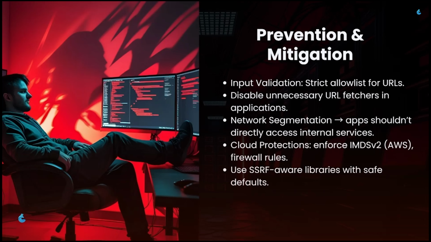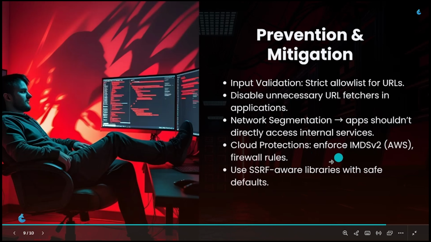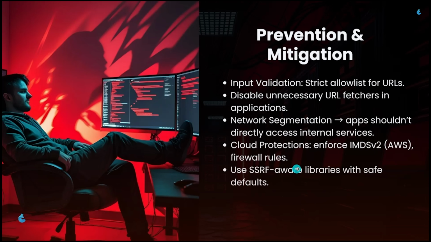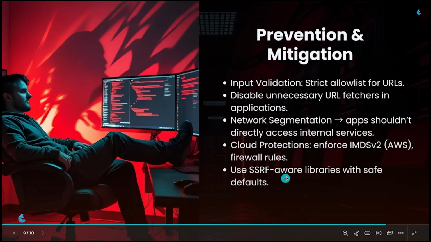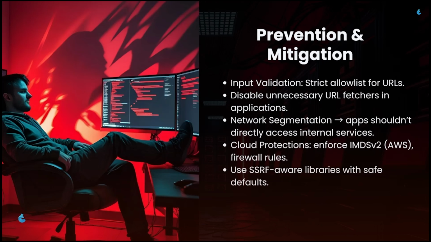Then we can disable dangerous features. If our application doesn't really need to fetch URLs, remove the feature entirely, right? Then network segmentation, where we can place application servers in restricted zones where they cannot freely reach internal networks or metadata services, right? Outbound requests should be tightly controlled. Then for cloud-specific protections, in AWS we can enforce IMDSv2, which requires session tokens and prevents simple SSRF abuse, right? And in GCP or Azure, we can configure firewall rules and restrict metadata access, right? Then at the end, we have safe libraries where we can use SSRF-aware HTTP clients that implement security controls like restricted IP ranges and host validation, right?